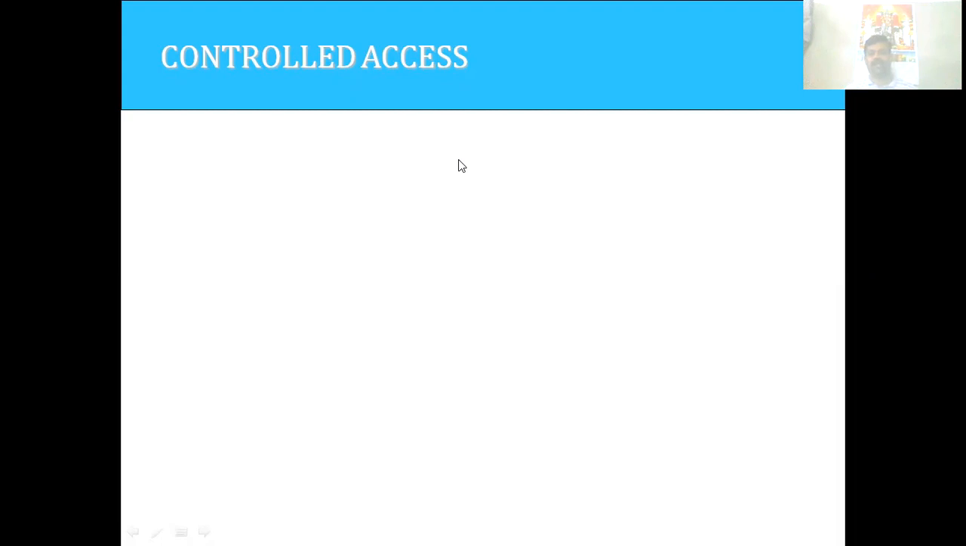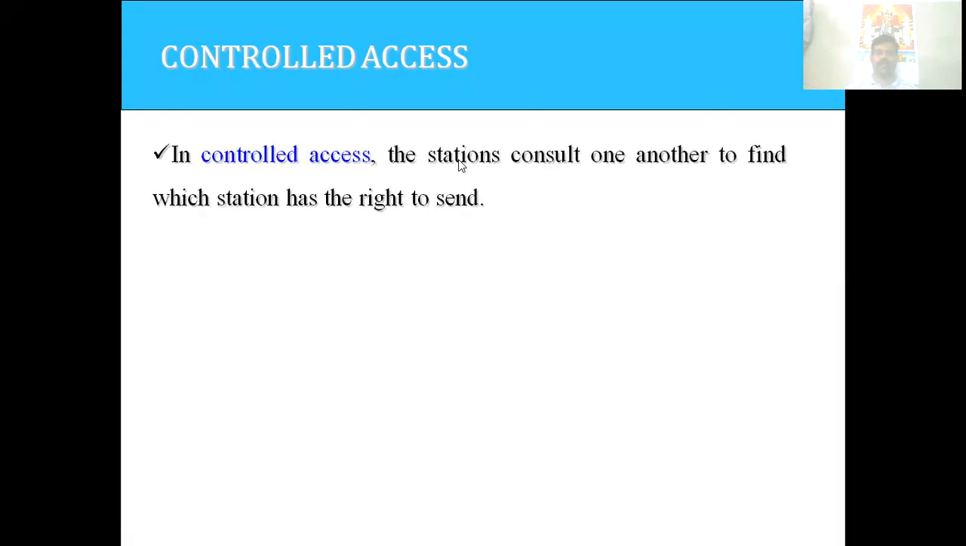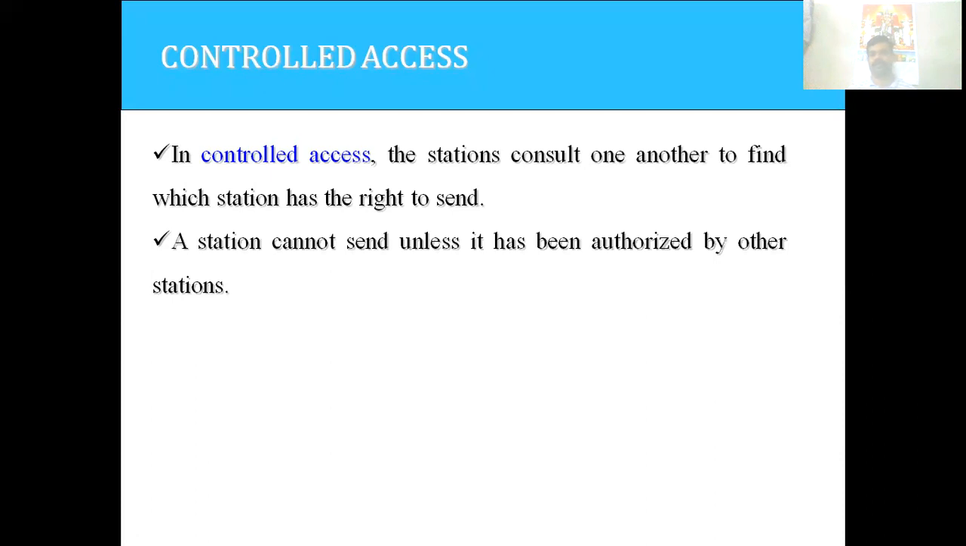This topic is controlled access. In controlled access, the stations consult one another to find which station has the right to send. But in the case of random access, there is no such thing. In controlled access, a station cannot send unless it has been authorized by another station.